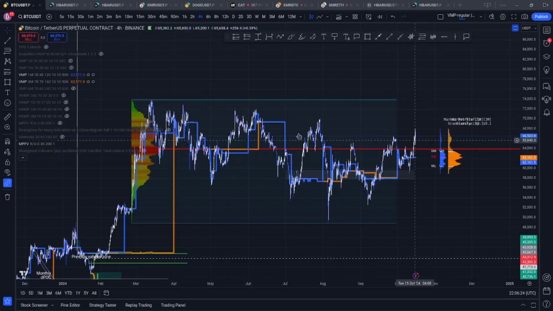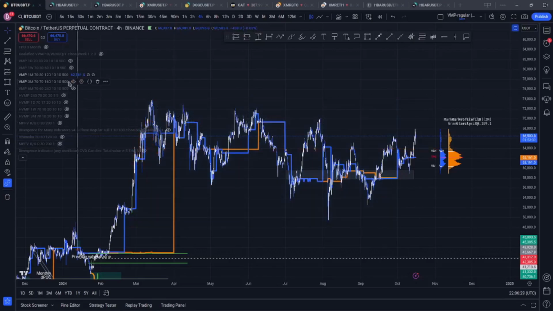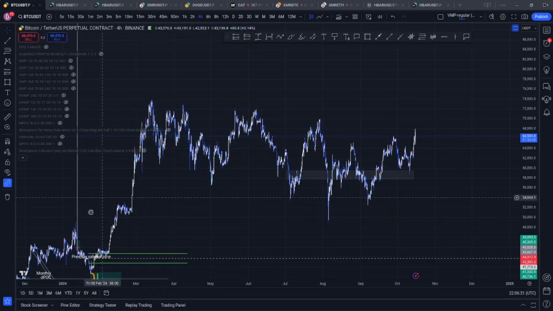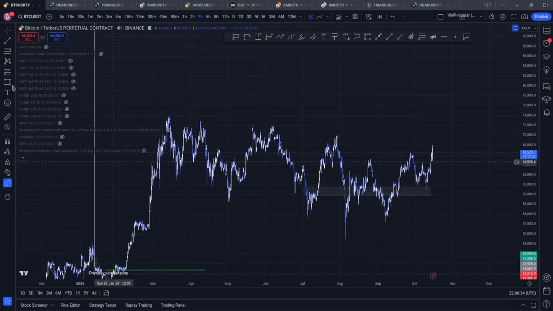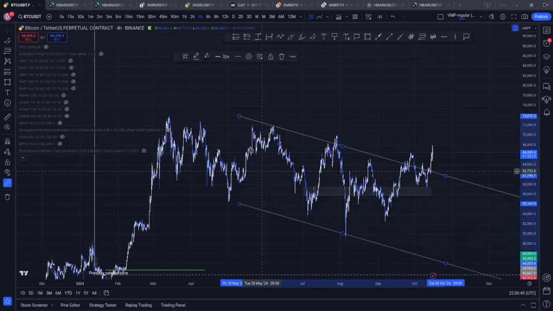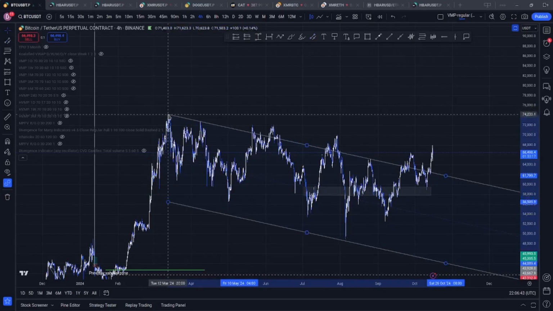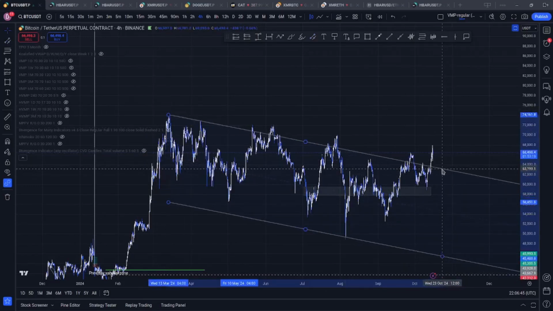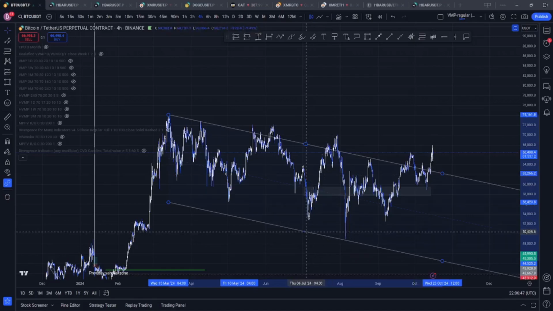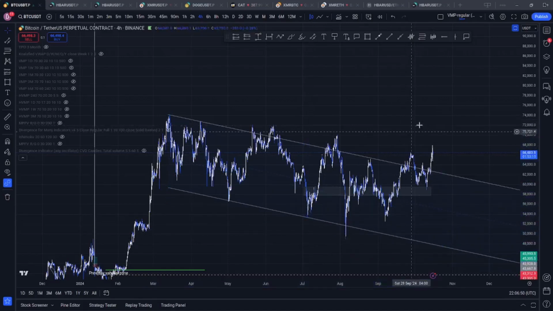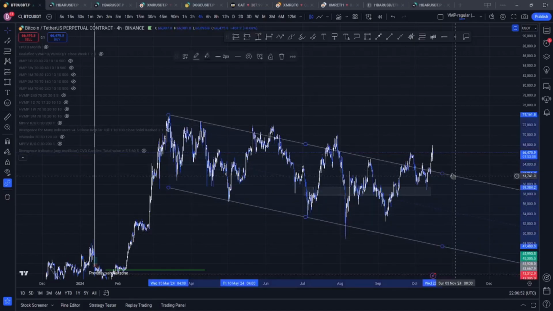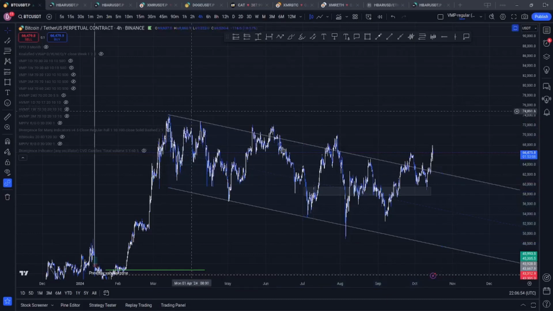We can make a channel here. Let's turn off the 3 month, and I'll leave those drawings there for now. Where's the channel? So you can make a channel here. You can make your trend lines. I don't put a lot of faith in these trend lines, but just as a general guide, you can see here we're in a channel. We're trying to break above.